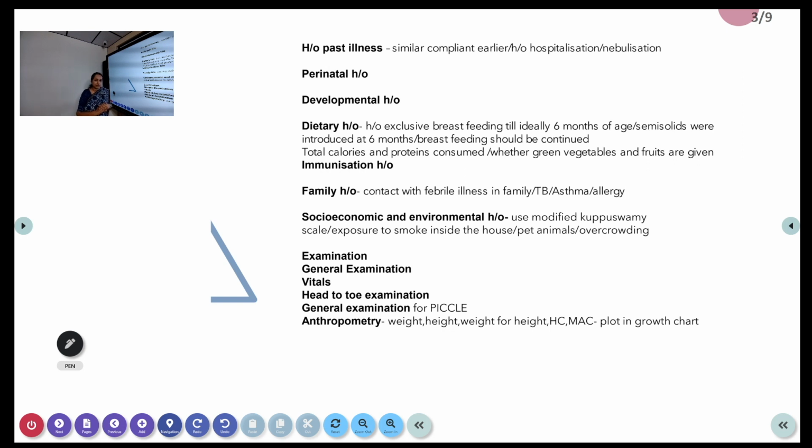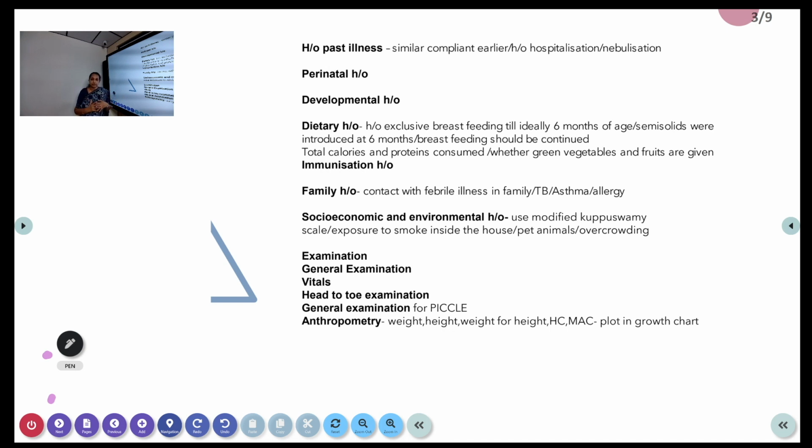Then anthropometry, because you know that malnourished children are prone to infections. So the nutritional status of the child is very important. You know that in the preschool age group, or under 5 age group, respiratory infections are the most common cause of morbidity and mortality in children under 5 years of age, especially if their nutritional status is poor. So always check for malnutrition in a child who has pneumonia.